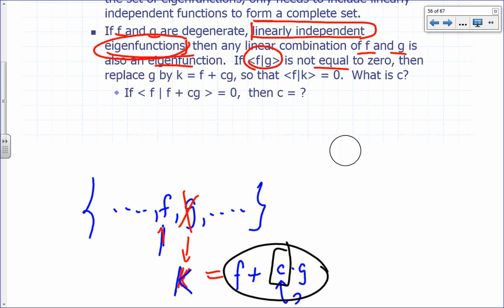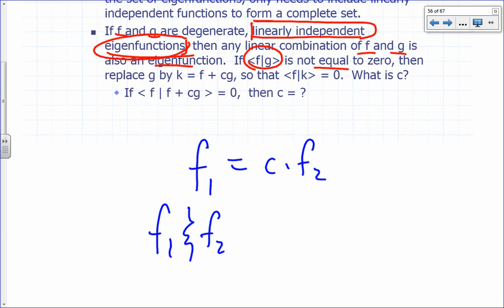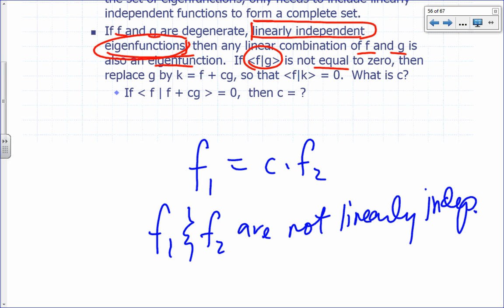If I say that f1 is a constant times f2, then we say f1 and f2 are not linearly independent. So if it's possible to write f1 as a constant times f2, then they're not linearly independent. You only need one of those two functions in your expression, in your set.